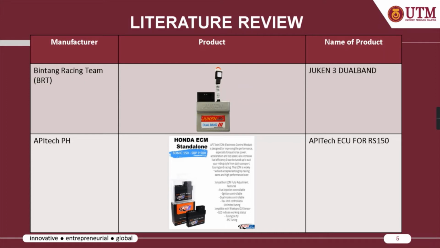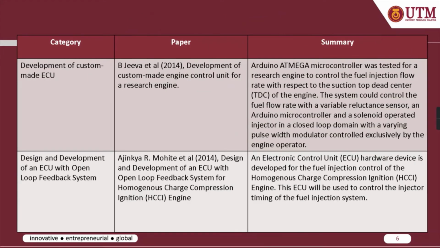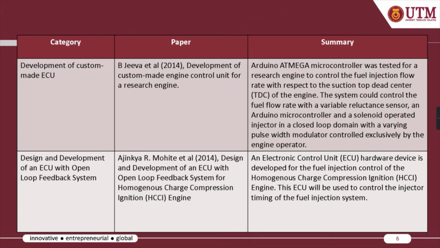Literature review. This part is about the aftermarket ECU. The first aftermarket ECU is manufactured by Bintang Racing Team, and the name of the ECU is Yukon 3 Dual Band. The second one is manufactured by Appetite Philippines, and the name of the ECU is Appetite ECU for RS150 Honda.